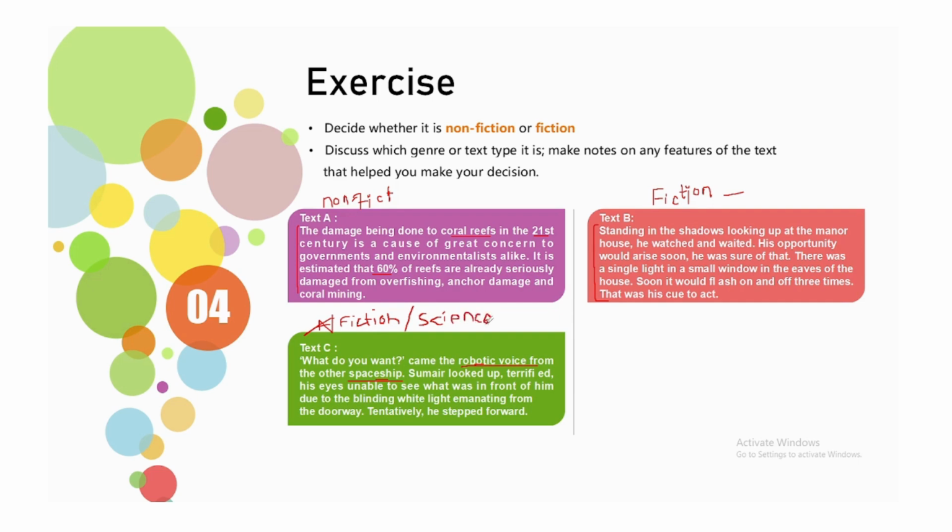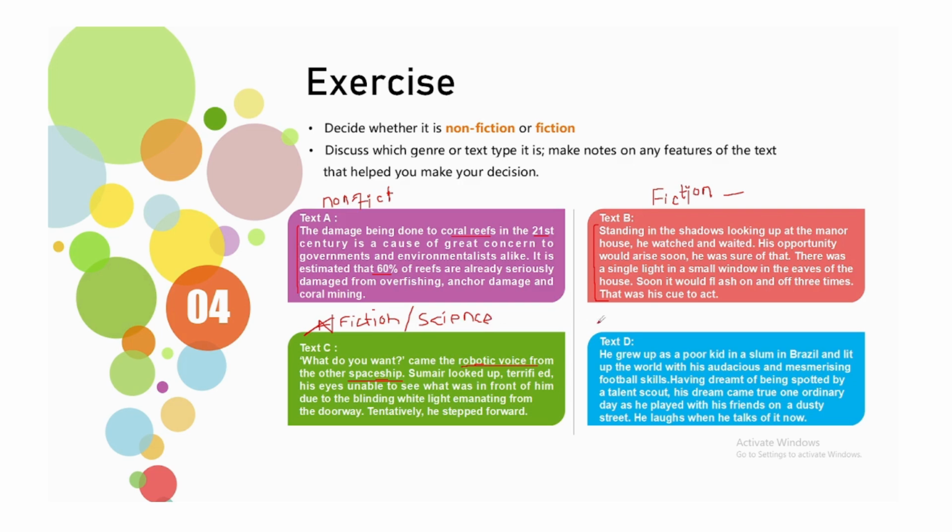Now let's do the text D. He grew up as a poor kid in a slum in Brazil. Means the writer or a person lives in Brazil and lit up the world with his audacious and mesmerizing football skills. Means he has very good football skills. Having dreamt of being spotted by a talent scout, his dream came true one ordinary day. Means he became a very good football player one day with his friends on a dusty street. He laughs when he talks about it.